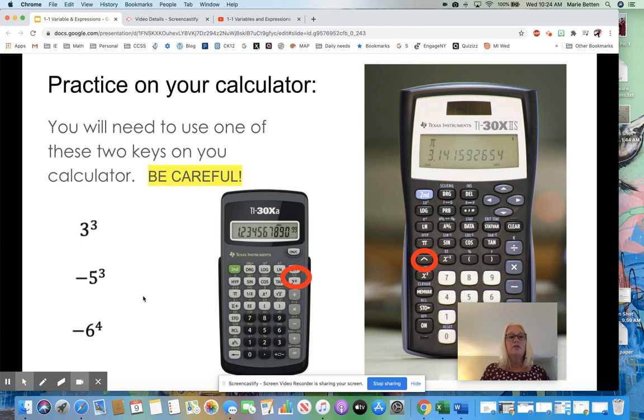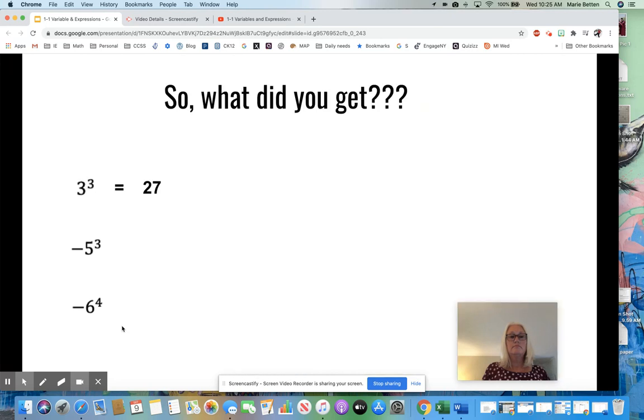Solve for me 3 cubed, negative 5 cubed, negative 6 to the fourth. Use your calculators, pause the video, come back when you have the answers. Hopefully you all arrived at 27 for 3 cubed. I realize many of you could do that mentally, but let's just verify that your calculator is working correctly.